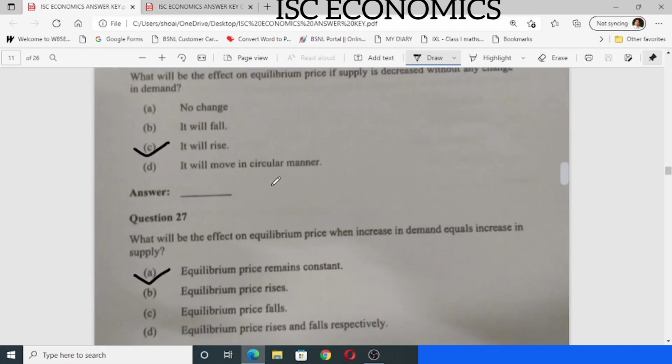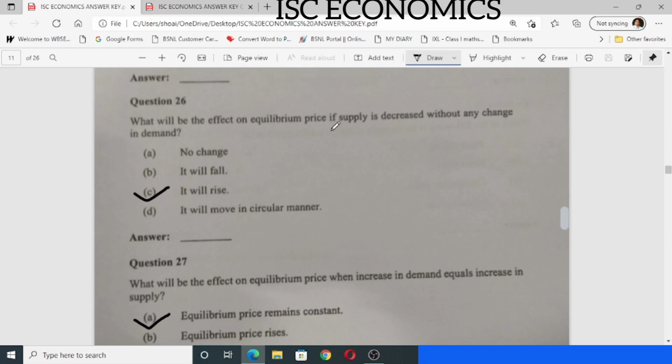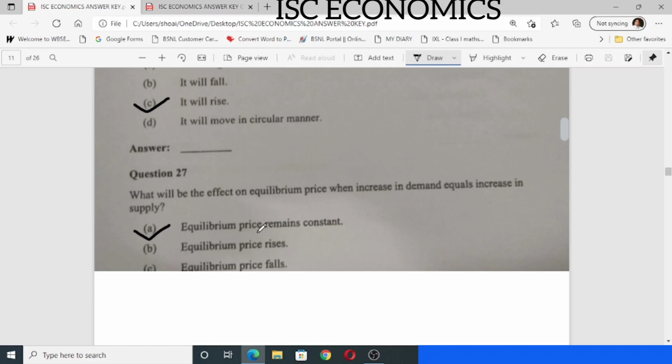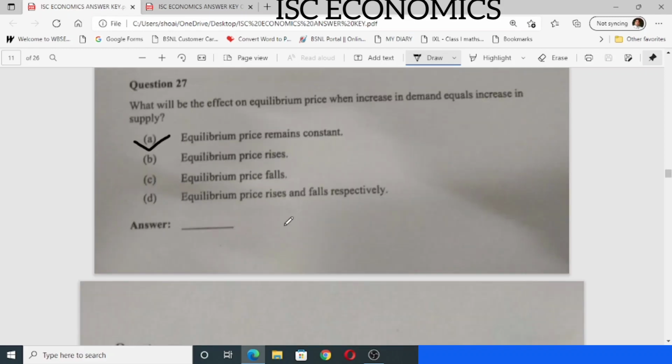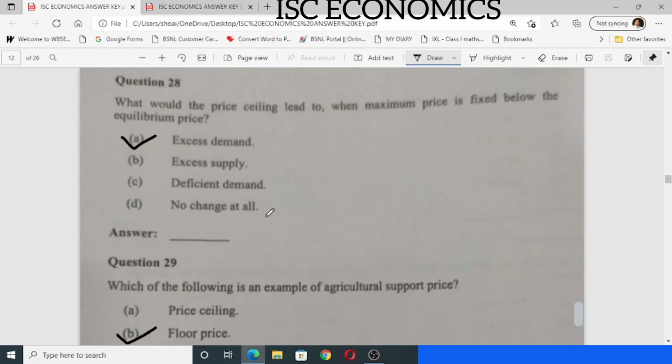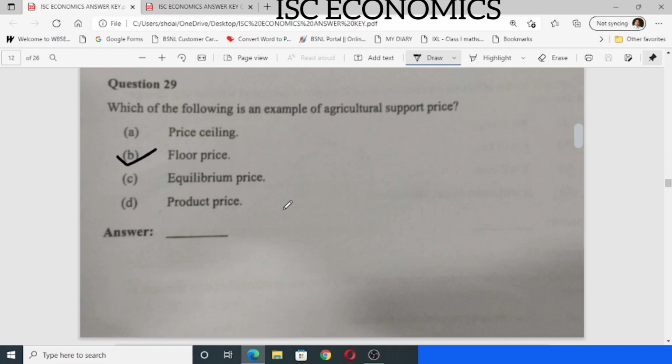Number 26. What will be the effect on equilibrium price if supply is decreased without any change in demand? The answer is C, it will rise. 27. What will be the effect on equilibrium price when increase in demand equals increase in supply? Answer is A, equilibrium price remains constant. 28. What would the price ceiling lead to when maximum price is fixed below the equilibrium price? Answer is A, excess demand. Number 29. Which of the following is an example of agricultural support price? B, floor price.